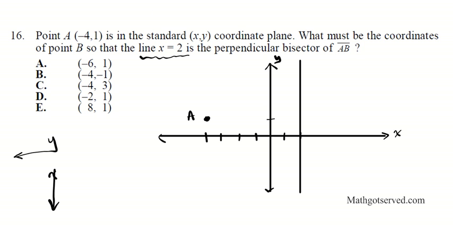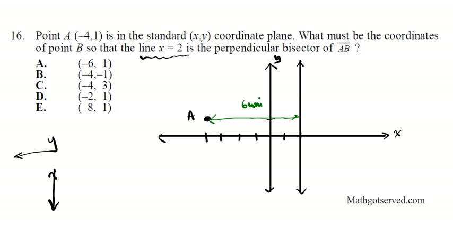Alright, so this is the perpendicular bisector of this segment AB. The distance from this line to this point has to be equivalent to the distance from this line to point B. Alright, so how far is A from the line? Just simply count the units. 1, 2, 3, 4, 5, 6. So since A is 6 units to the left, let me indicate that. So distance from here all the way to there is 6 units.